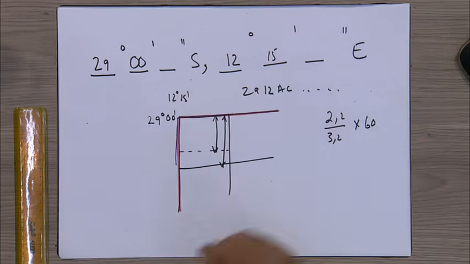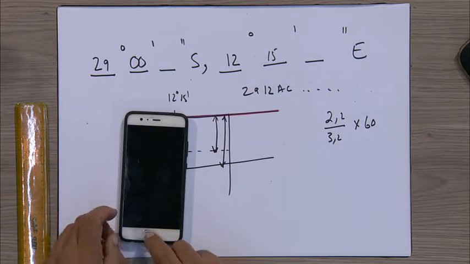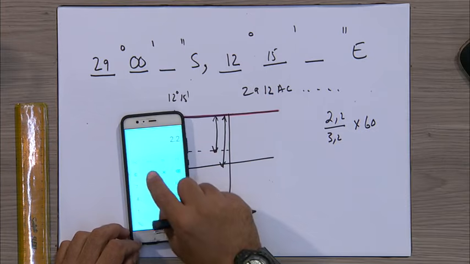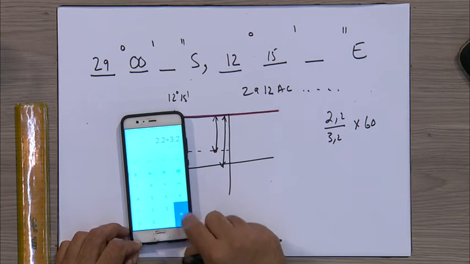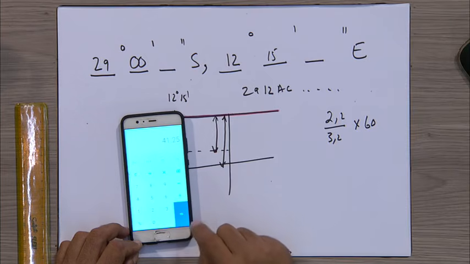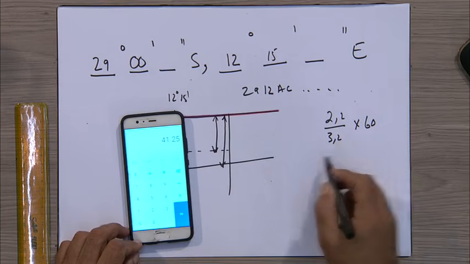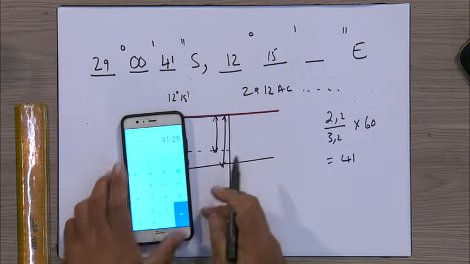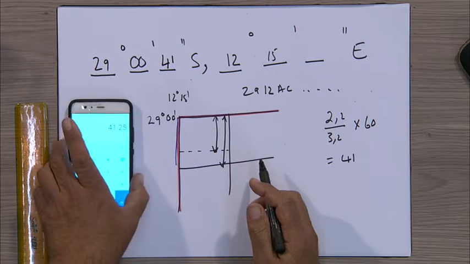So I multiply it by 60. I take my calculator, and I say 2.2 divided by 3.2 times 60, and that gives me 41.25. I can't have a 0.25, so it's 41 seconds. Much more accurate than the other way I showed you, is it not?